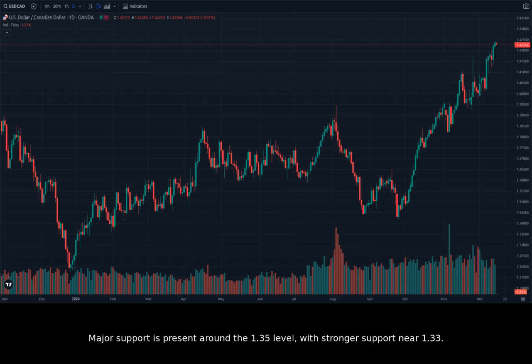Major support is present around the 1.35 level, with stronger support near 1.33. There have been brief periods of consolidation, but the overall trend remains bullish. The 1.40 level has acted as resistance in the past, and we will be closely watching for a potential breakout.